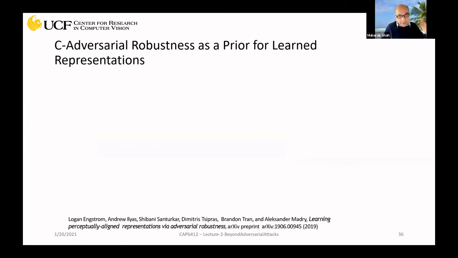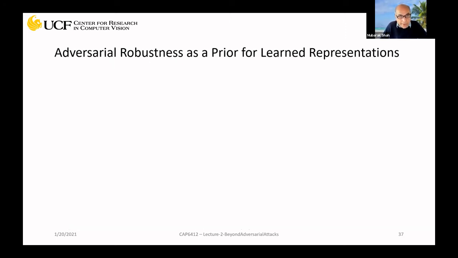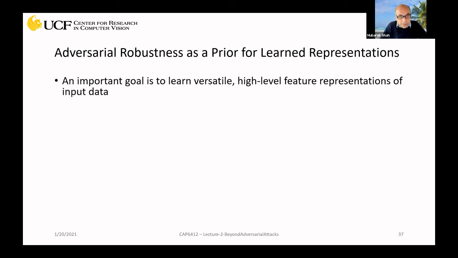Okay, so the third paper we have is adversarial robustness as a prior for learned representations. Now, as we know, our important goal is that we want to learn versatile representations, and we want to get a high-level feature representation of the input data. That's the ultimate goal of training a network.